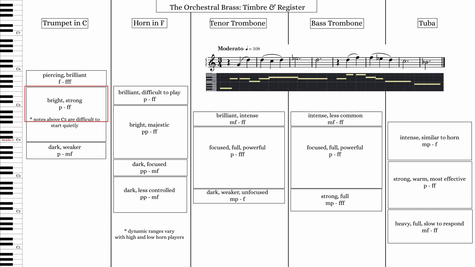At this dynamic, it's a bit brighter and has a more commanding presence, but similarly sounds great for this range of the trumpet. The high F is bordering on the highest register, but unless writing for beginner trumpet players, there shouldn't be any issues with either low or high dynamics in this range. On the other hand, let's hear the horn in F at this register.